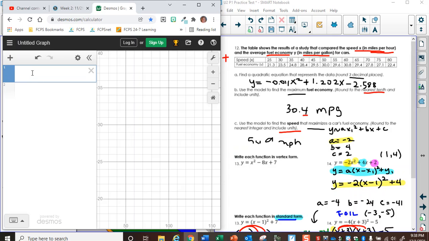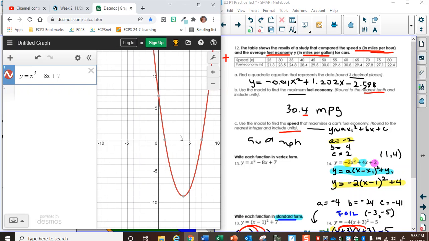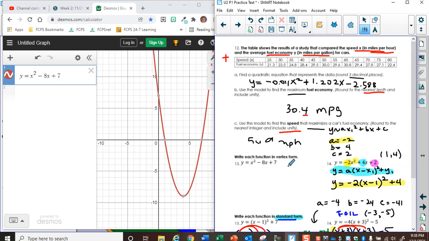Okay, so here we go. Y equals, and then I got my x squared minus 8x, and then plus 7. All right, so I'm going to do home, so it goes back to normal, right? And so again, there's my vertex, 4, negative 9. All right, so that is what I need to know to get to the vertex form. So 4, negative 9 is the vertex.